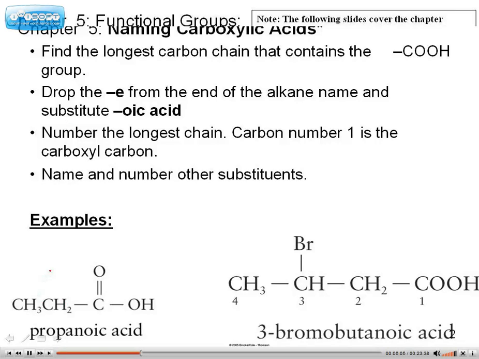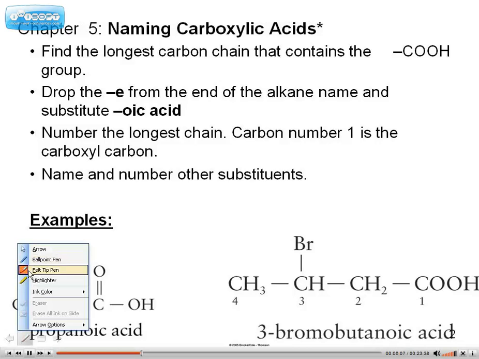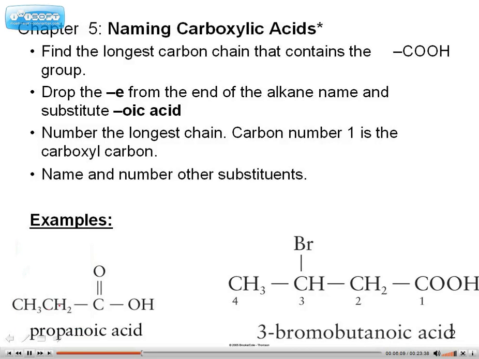So this is how we name it. First thing we do is we notice that just like aldehydes, carboxylic acid functional groups are always at the end. So I'm going to circle the end carbon right here. Consequently, the one is implied. You may include the one or not. It's up to you.